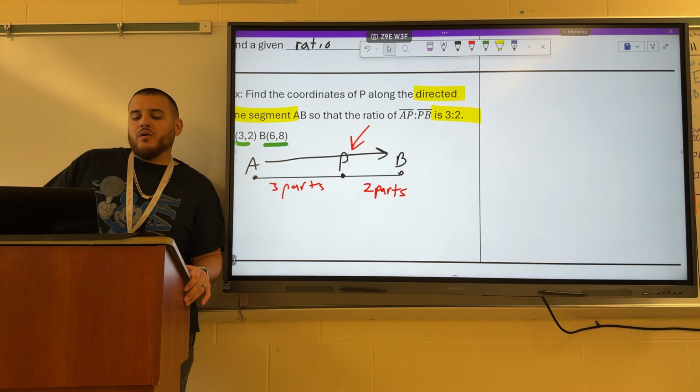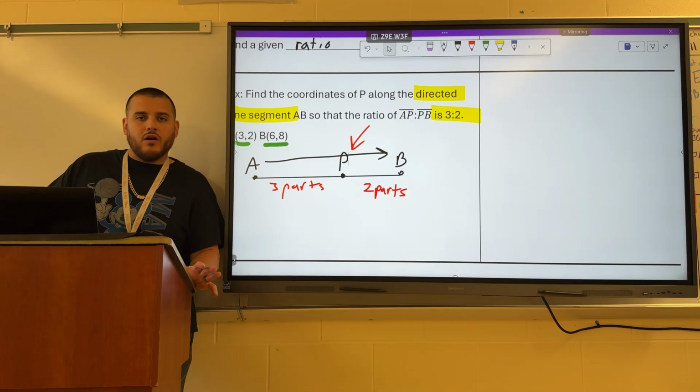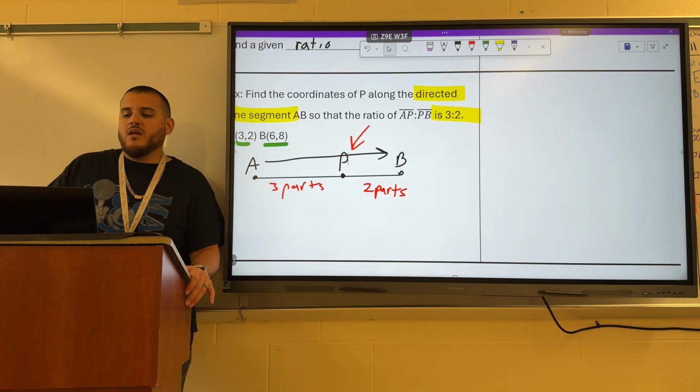So the first thing that we're going to do is figure out how far apart these points, these endpoints on our segment, are.